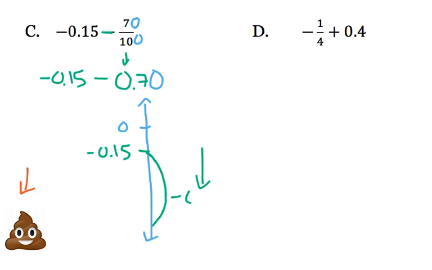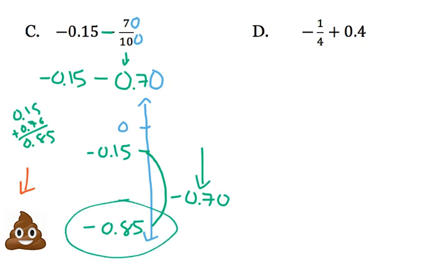So I'm going to do it all in one jump. We're going down 70 hundredths. We were at 15 hundredths. So if I were to add those together, I would get 85 hundredths. And since we're below 0, I know that it's negative 85 hundredths, and that would be the answer to this question, which you could have also written as negative 85 hundredths.